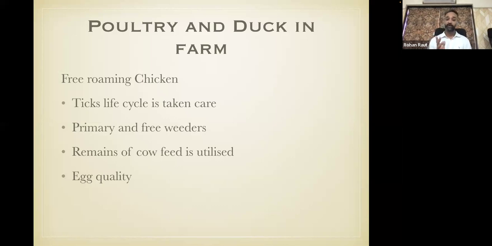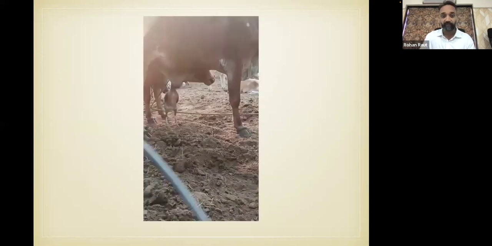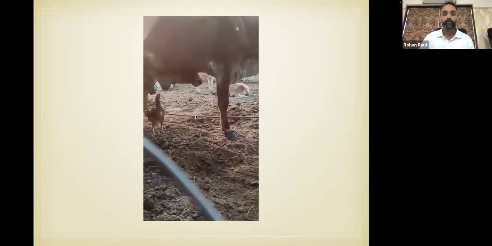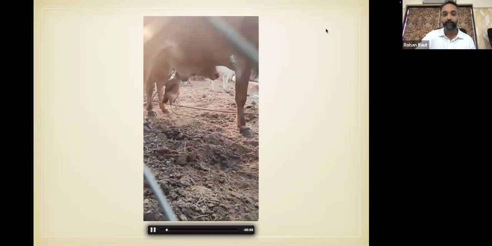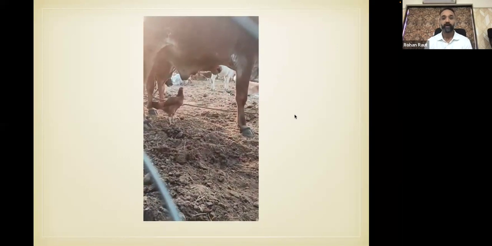Again, the egg quality with such a practice was tremendous. You eat three market eggs against one of my desi poultry chicken eggs. So this was the difference which we had. See, this is a small video of how ticks are taken care of at the farm.